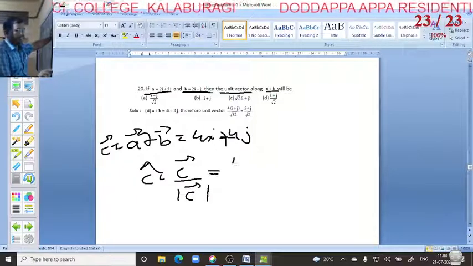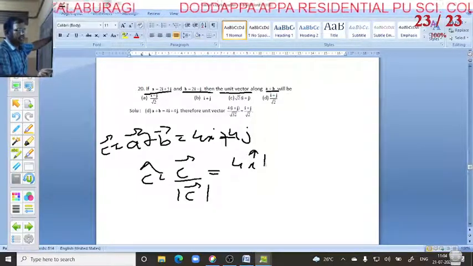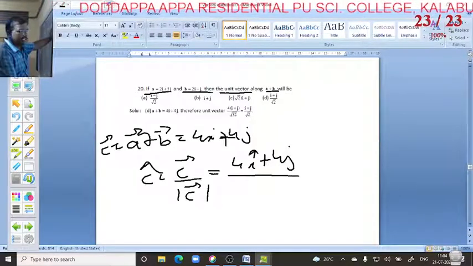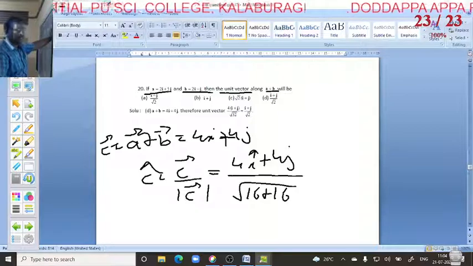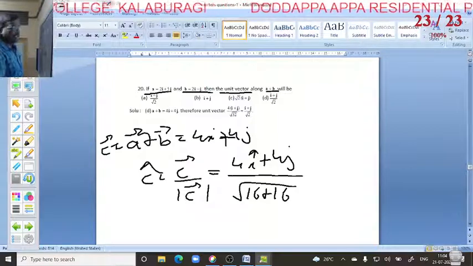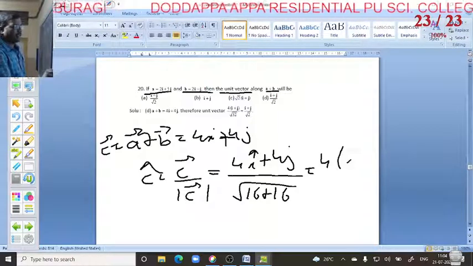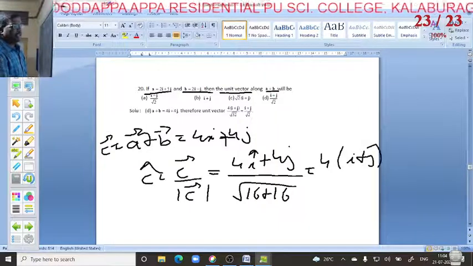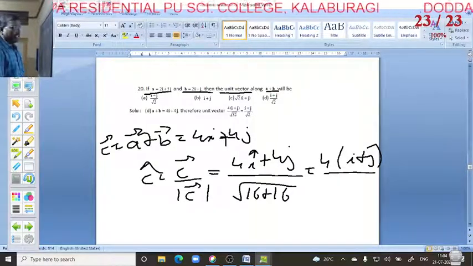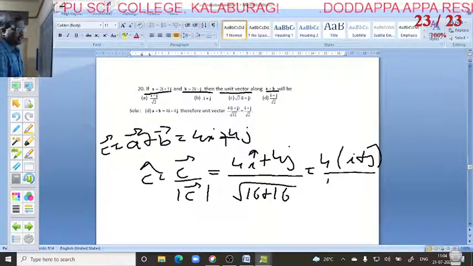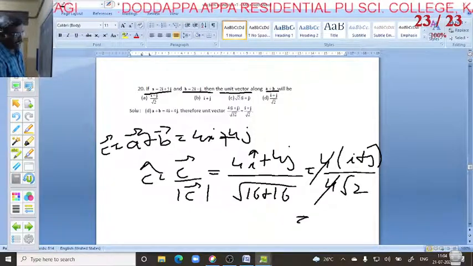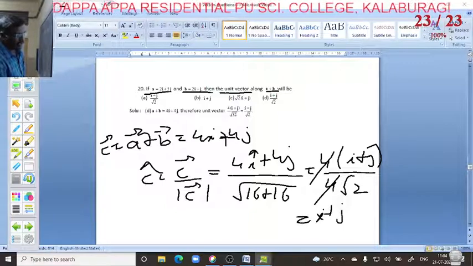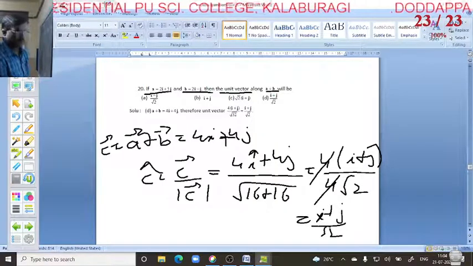So here vector C value is 4i plus 4j divided by the square root of 16 plus 16, that is 4 square plus 4 square. Taking 4 common, i plus j divided by root 32. 32 can be written as 4 root 2. The 4s cancel, so we get i plus j divided by root 2.